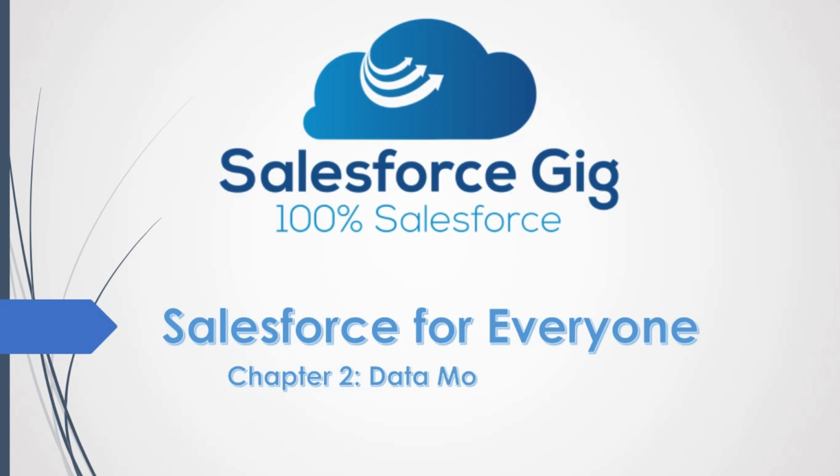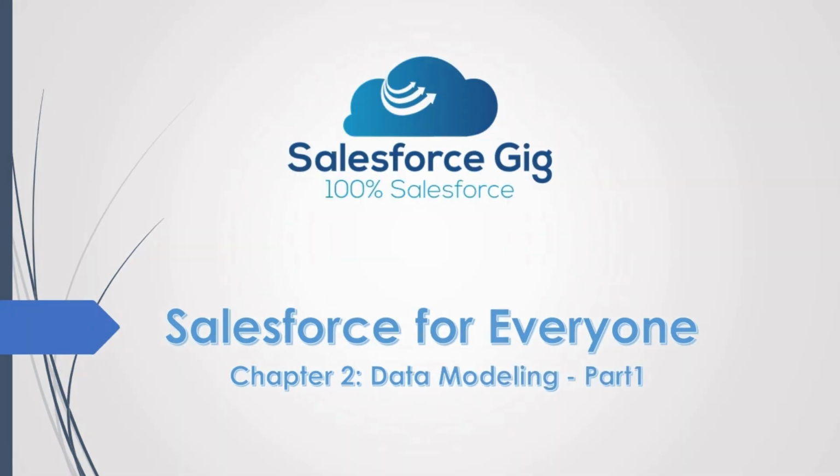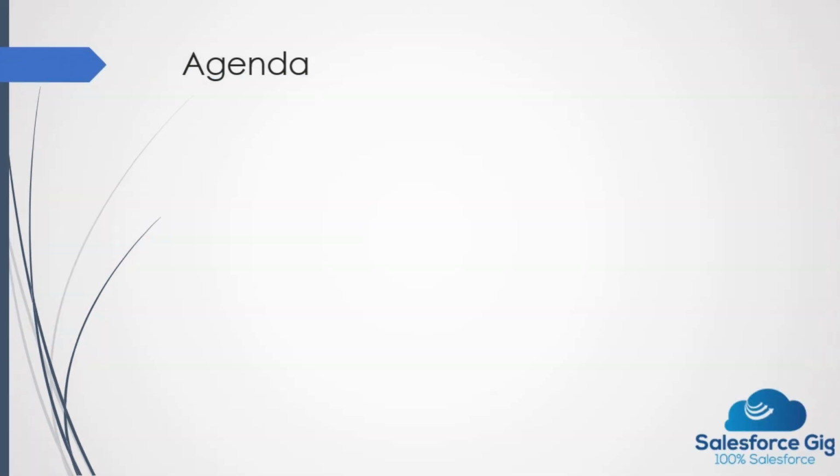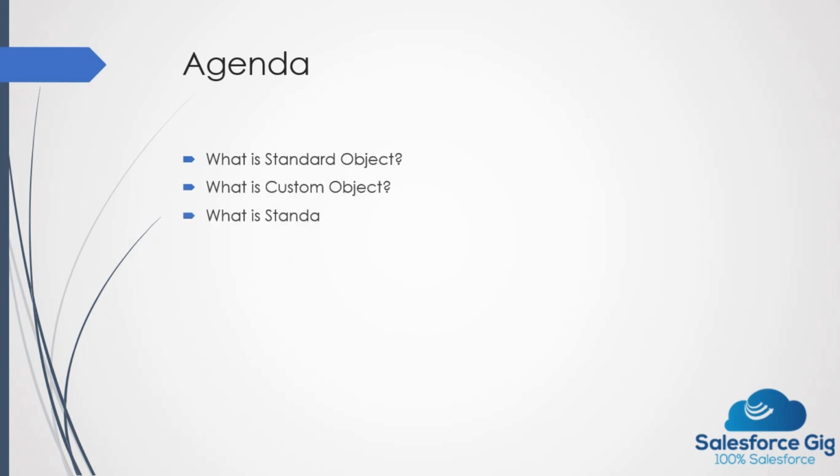In the last two videos, we learned about what Salesforce is and what the basic Salesforce terminologies are. Today we'll move to our next topic, that is data modeling. As this is the core of Salesforce, I will be covering the complete data modeling in four parts. For this video, we will be discussing the following topics: what is a standard object, what is a custom object, what is a standard field, and what is a custom field.